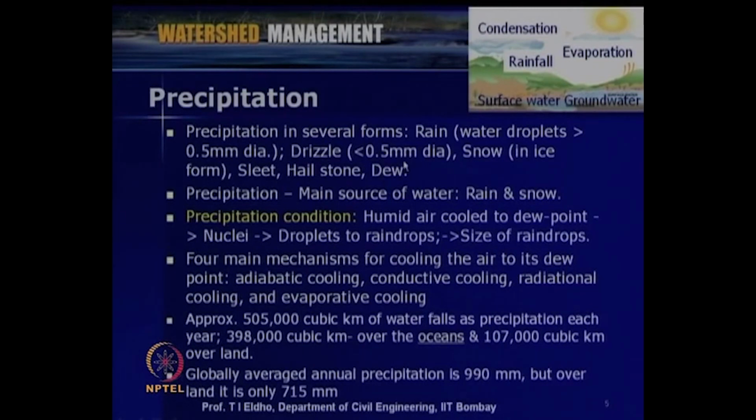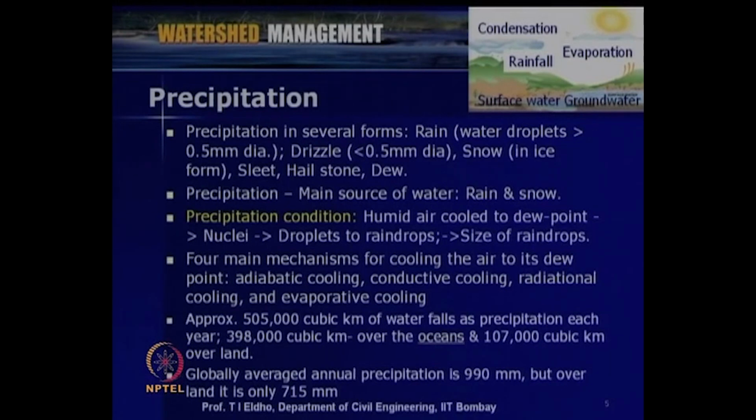As I mentioned, precipitation is the main source of water as far as the watershed or the earth is concerned. Out of these many forms, rain and snow are the most important forms when we consider a watershed or the land. Precipitation happens when specific conditions take place within the atmosphere. Water evaporates from the surface of the earth or the ocean, goes to the atmosphere, and then condensation takes place.